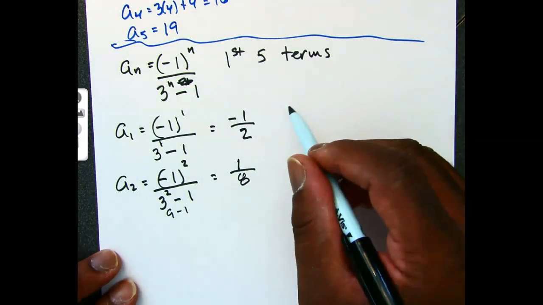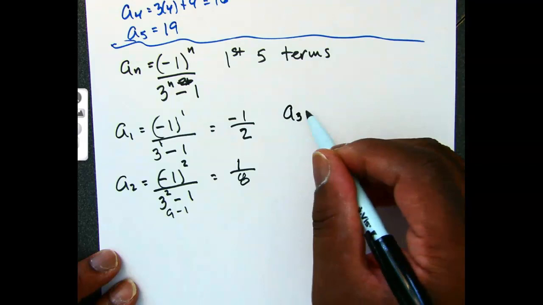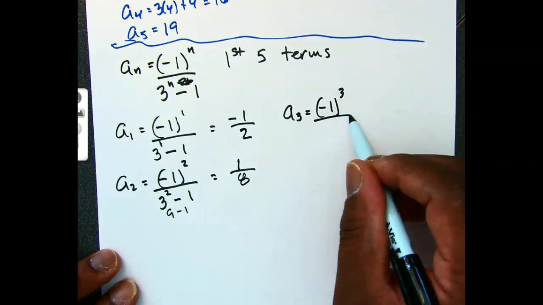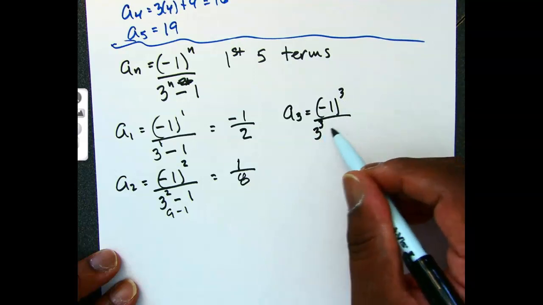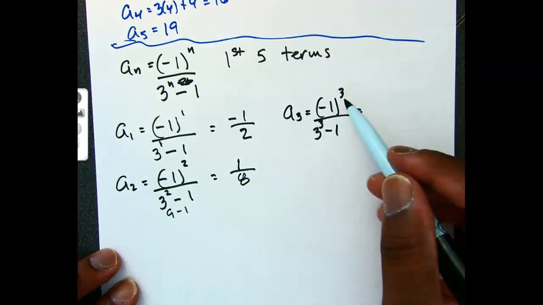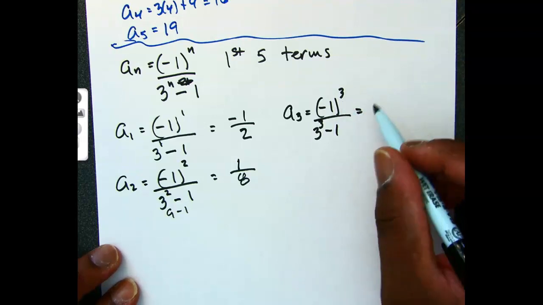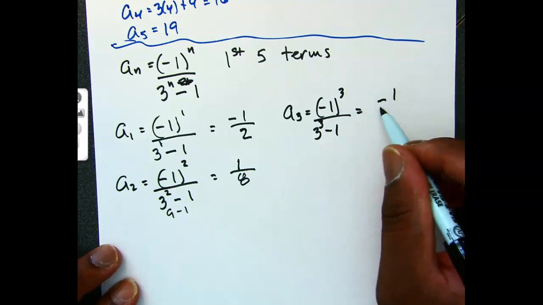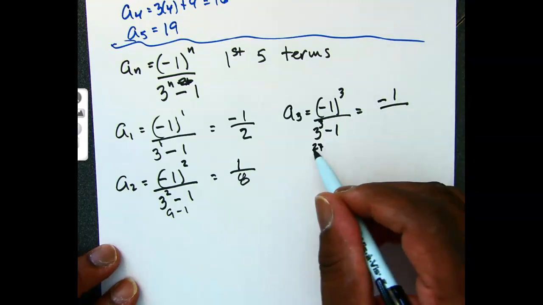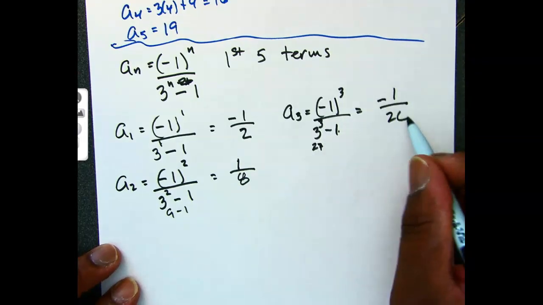A sub 3, that's going to be negative 1 to the third power over 3 cubed minus 1. So the exponent here is odd. Negative 1 times negative 1 times negative 1 is going to give us a negative 1. 3 cubed is 27. 27 minus 1, 26.